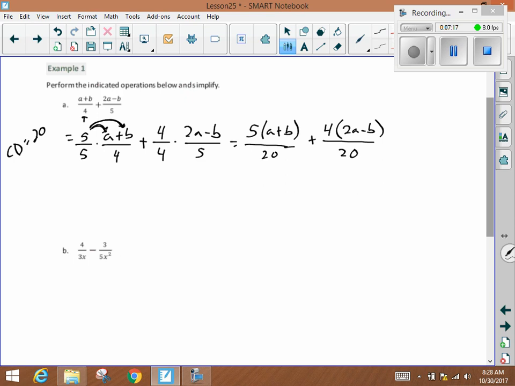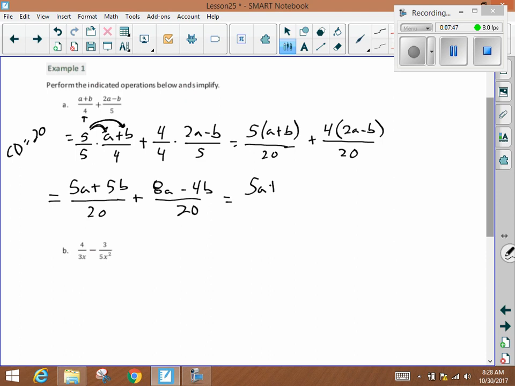And so let's go ahead and do that. I'm going to write this next step down over here. So that's going to be 5a plus 5b over 20 plus 8a minus 4b over 20. We're going to go ahead and put those together since now they have a common denominator.